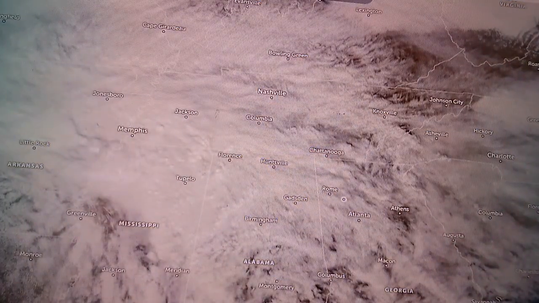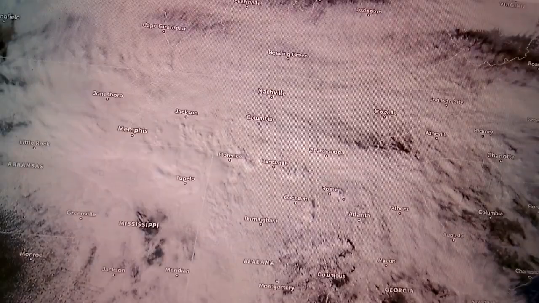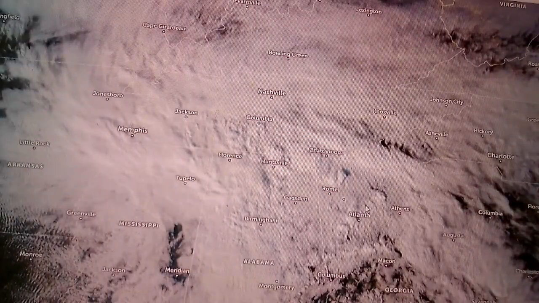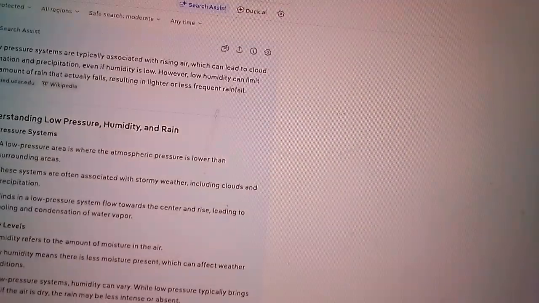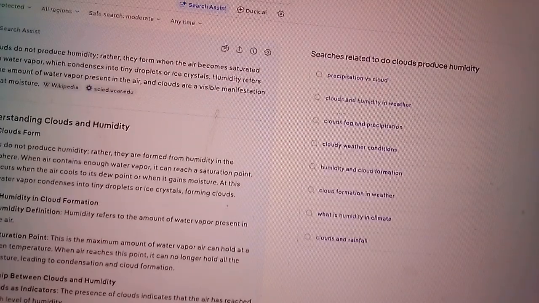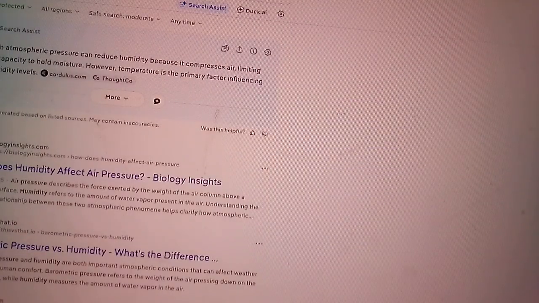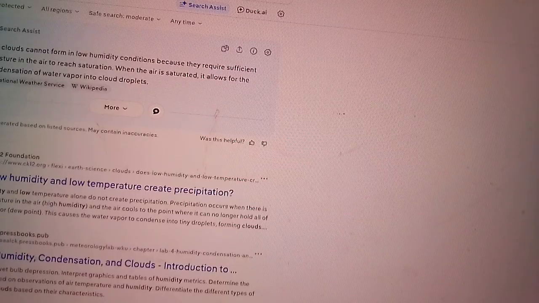Nothing but clouds. 1, 2, 3, 4. I thought so. So let's just look right here. Oh, sorry. It's over here. Right here. No, clouds cannot form in low humidity conditions because they require sufficient moisture in the air to reach saturation. When the air is saturated, it allows for the condensation of water vapor into cloud droplets.